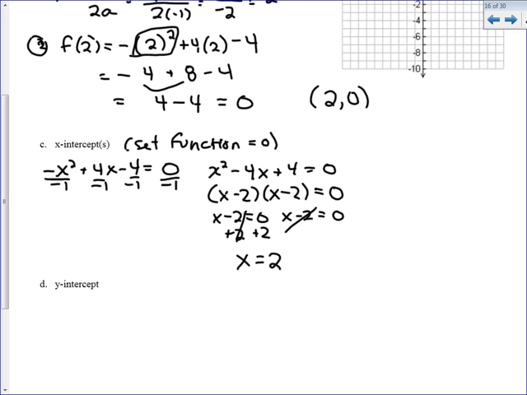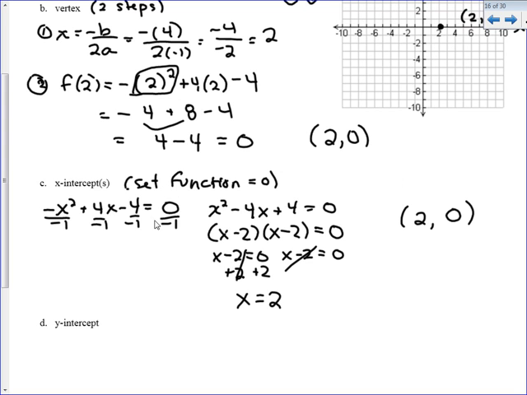Now for x-intercepts, what is the y value that I pair with them? 0. That was kind of a bust. We already have that point. We got that point up here. So we don't have anything else we can add to our graph. Yes, up to this point we don't.